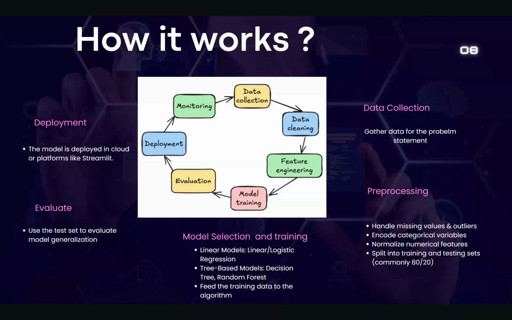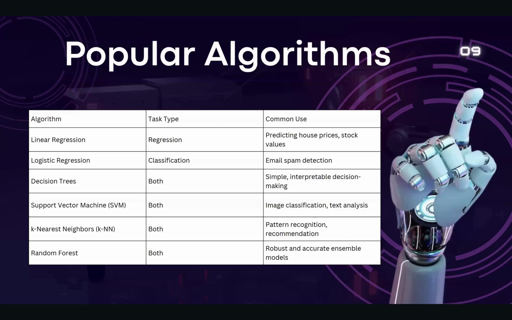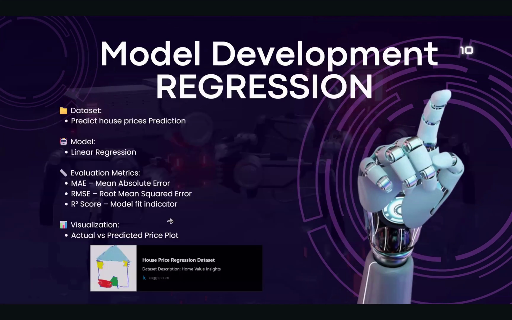And once we get a very good accuracy, we will be deploying this model in many platforms like AWS, Azure, Streamlit, and so on. So these are the popular algorithms which we generally use for classification and regression. Linear regression is an algorithm which is particularly used for regression purposes. Logistic regression is an algorithm which we use for binary classification. Decision tree, support vector machine, KNN, random forest can all be used for both regression and classification based on the inputs which we provide.